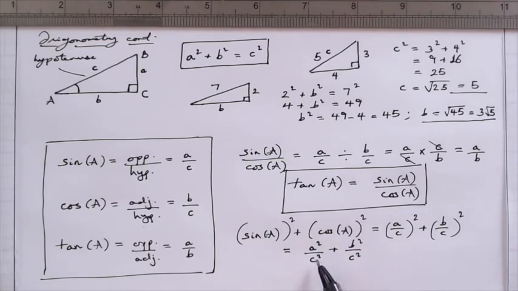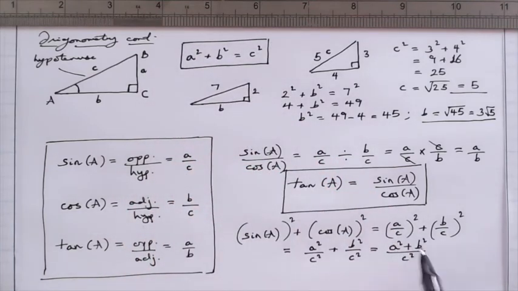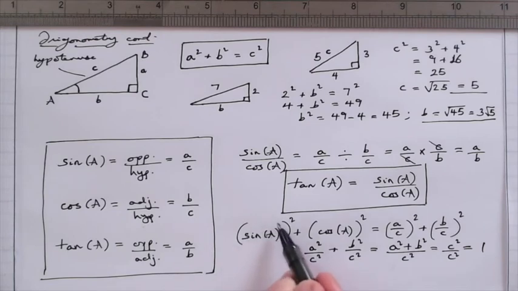And now I want to add two fractions together. Notice they already have the same denominator, so I can just put the two numerators together, added together on the top, divided by the common denominator of C squared. And now look, let's invoke Pythagoras' theorem. A squared plus B squared is just the hypotenuse squared. And so we have C squared divided by C squared, which is 1. So we have discovered from Pythagoras' theorem a very beautiful result, that the square of the sine plus the square of the cosine is always equal to 1.